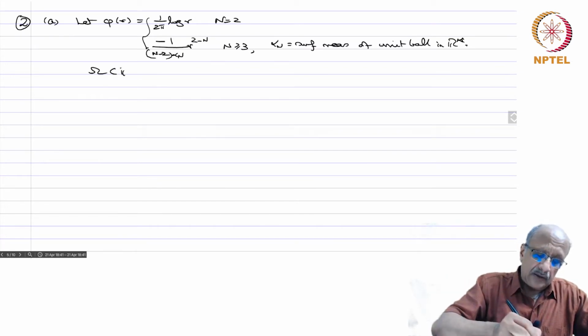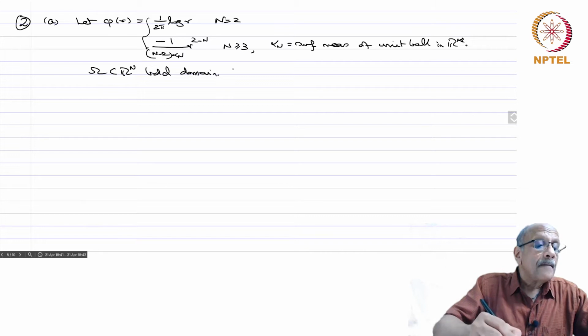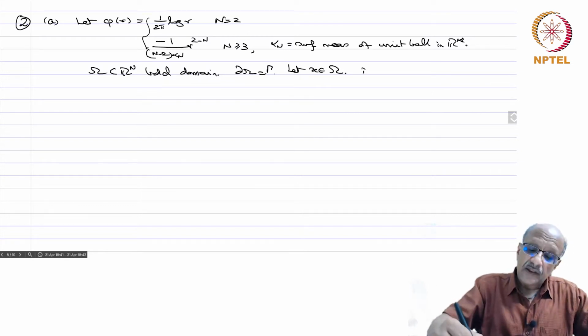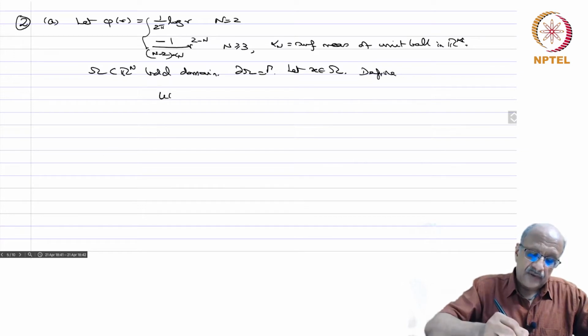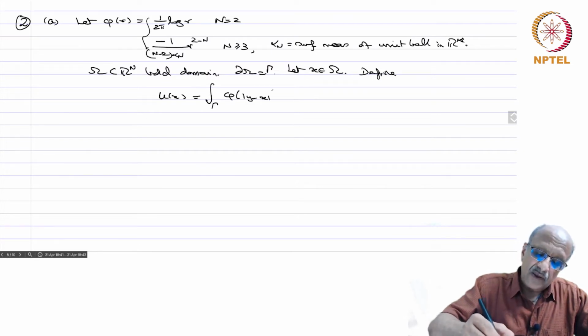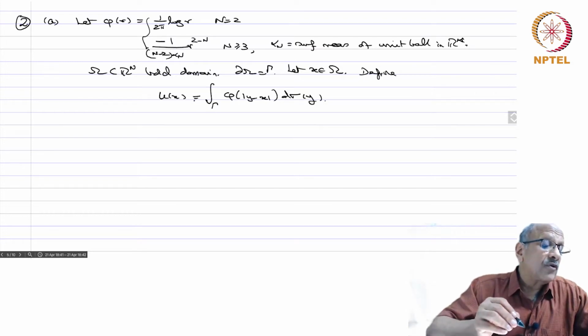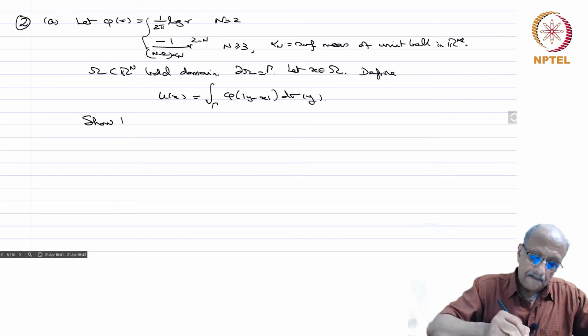So omega in Rn is a bounded domain and the boundary of omega is gamma. Let x belong to omega. Define u of x equals the integral on gamma of phi of mod y minus x d sigma y. This is well defined because y is in gamma, x is in omega, they are not equal. Show that u is harmonic.